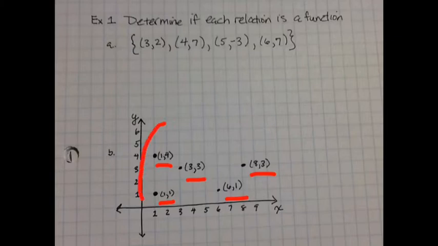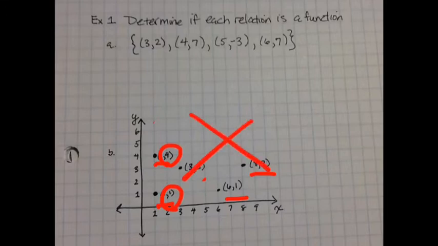And if you look at these 2 points here, you notice that the x term, or the element of the domain, in this case 1, is being mapped to two different elements of the range, which would be 4 and 1. So this fails as a function, not a function at all.